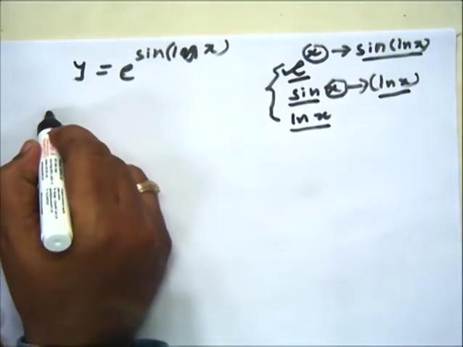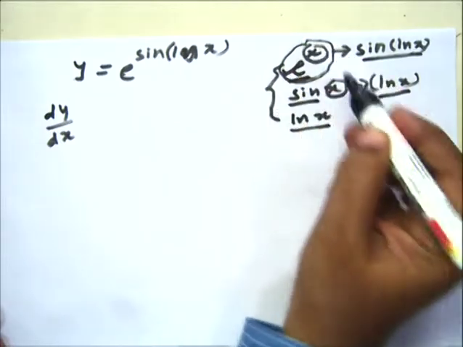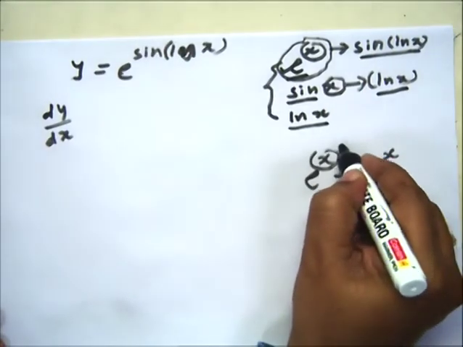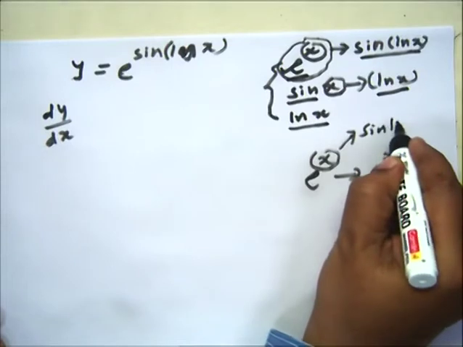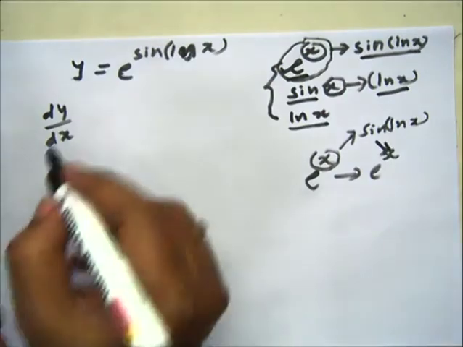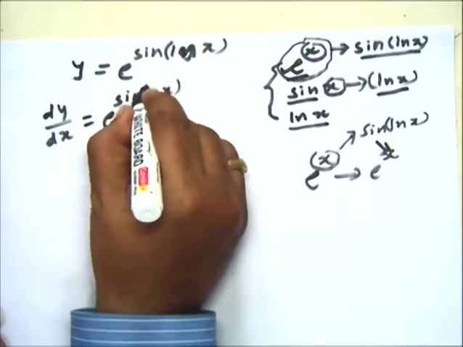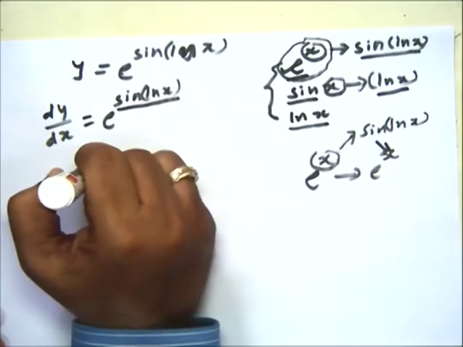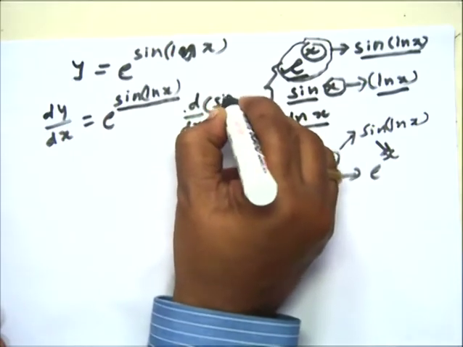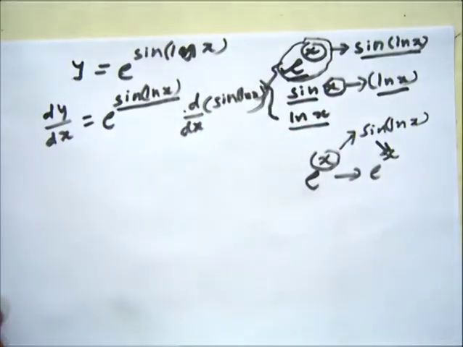Now, in order to get derivative of y with respect to x, first we differentiate e raised to x. Derivative of e raised to x is e raised to x. But here in place of x, we are given sine ln x. So, here also we replace x by sine ln x. So, it is e raised to sine ln x. Now, in place of x, we have sine ln x, so we have to multiply by derivative of sine ln x.